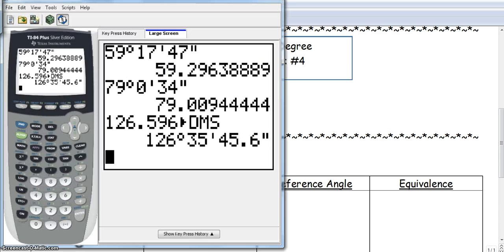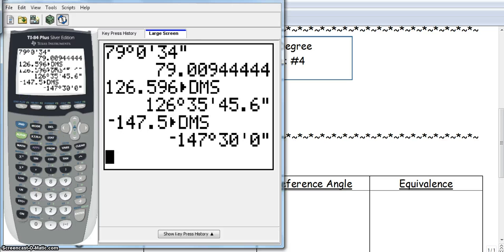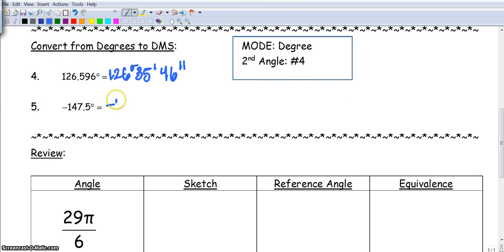Alright, and last one of these. Again, we don't need to type that degree symbol. And you can put a negative, that's fine. This means that we're going the reverse way, clockwise instead of counterclockwise, like we discussed yesterday. So second angle 4. And this is negative 147 degrees and 30 minutes. And you can put the 0 seconds if you want, but you don't have to.